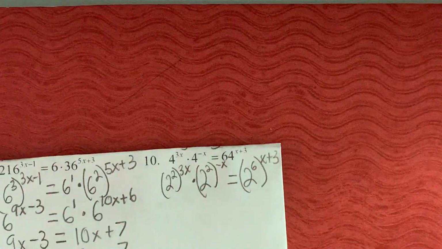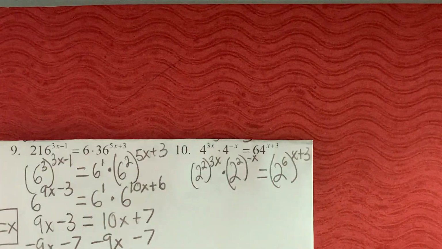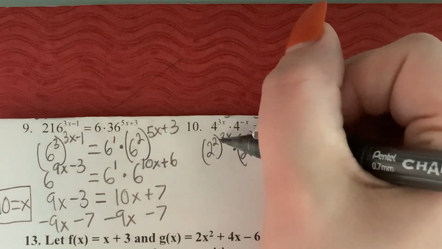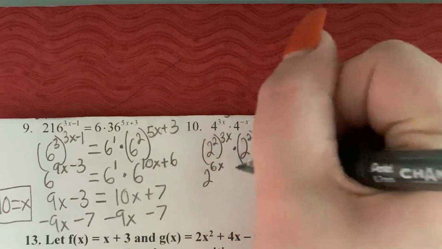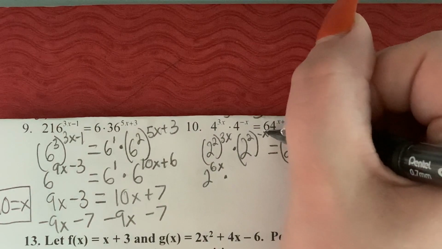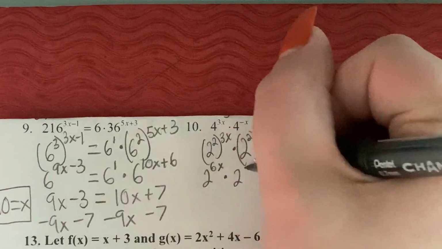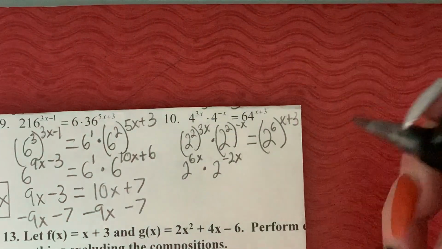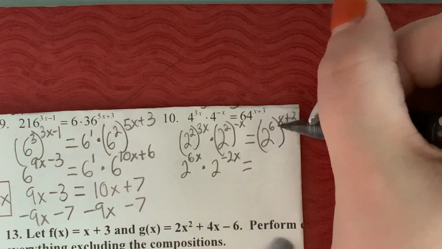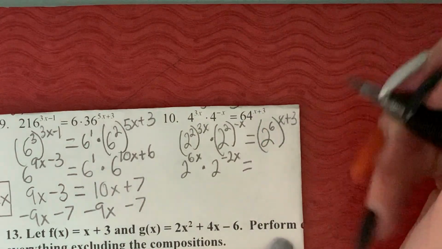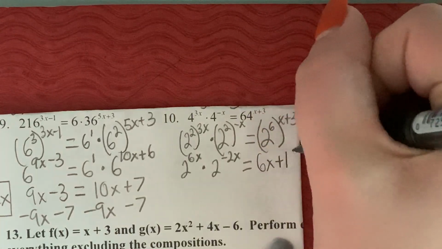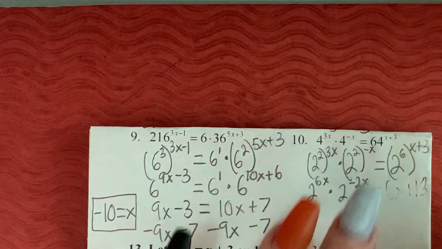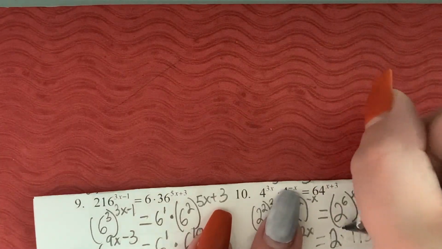2 squared to the 3x is going to be 2 times 3x, which is 6x. 2 squared to the negative x is going to be 2 to the negative 2x. And then 2 to the 6 times x plus 3. So 6x, and then 6 times 3 is 18. Oh, nope, sorry. 2 to the 6x plus 18.